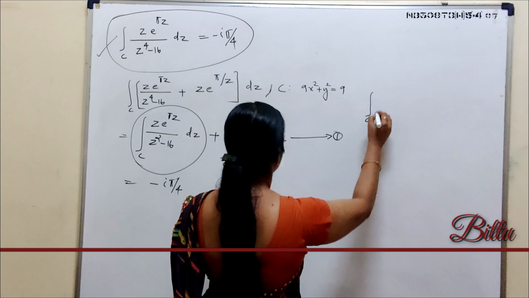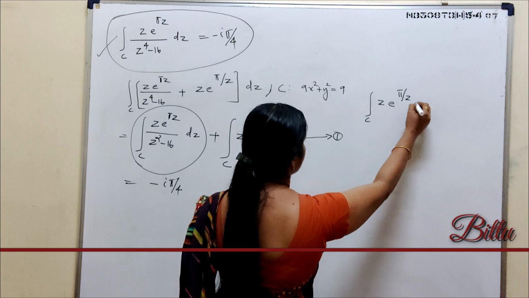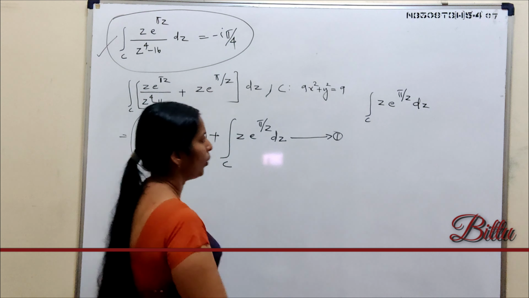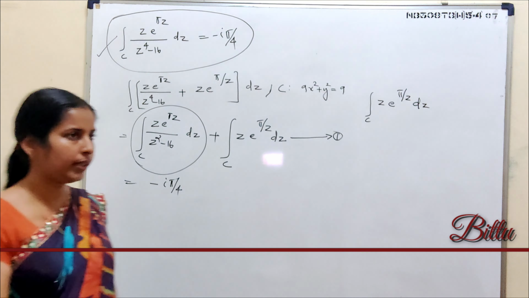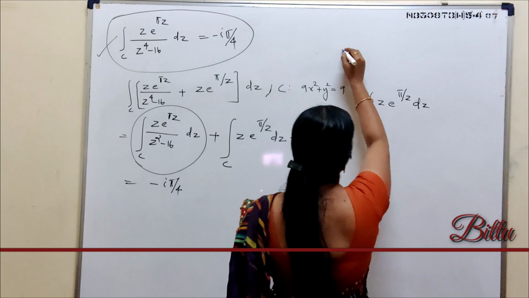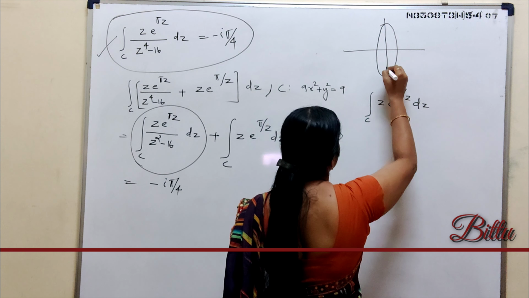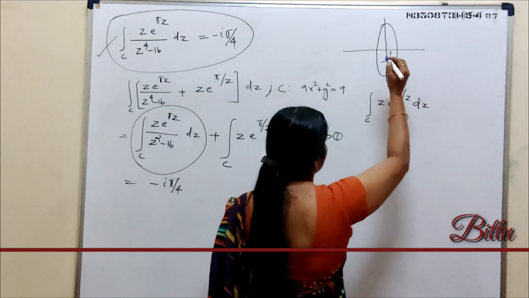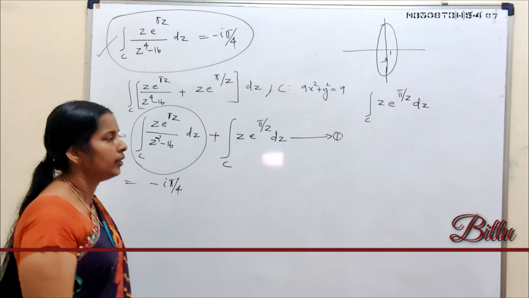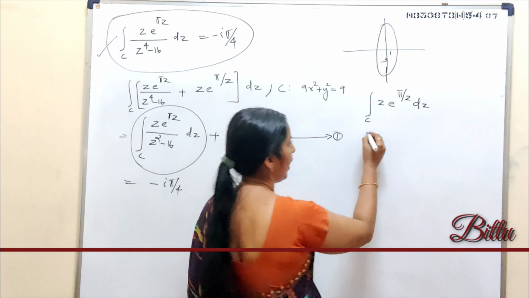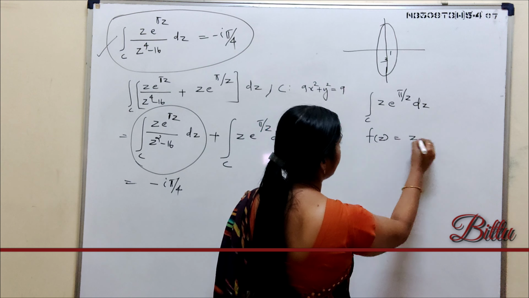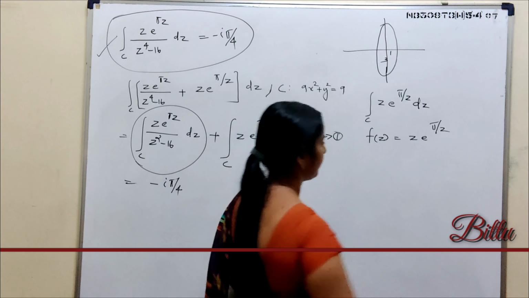Integral over C of z e raised to pi by z dz, where C is the ellipse. In the previous question, we noticed the ellipse as this ellipse. This length is 1 unit and this length is 3 units. So for evaluating this integral, we have to take F(z) as z e raised to pi by z.